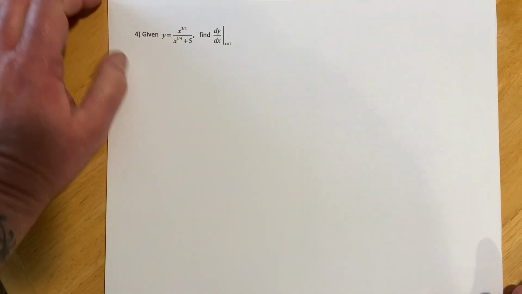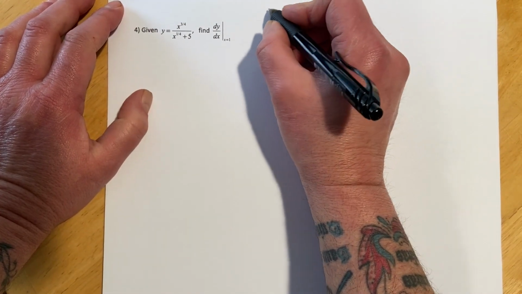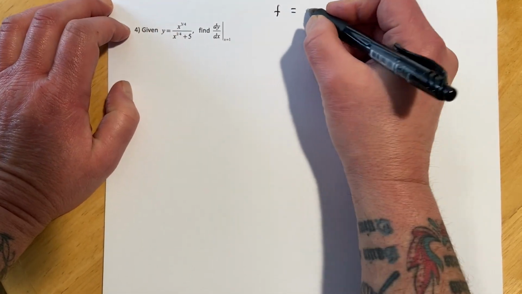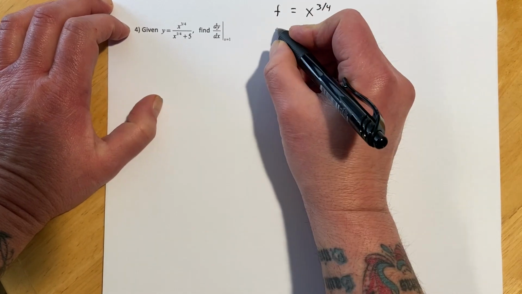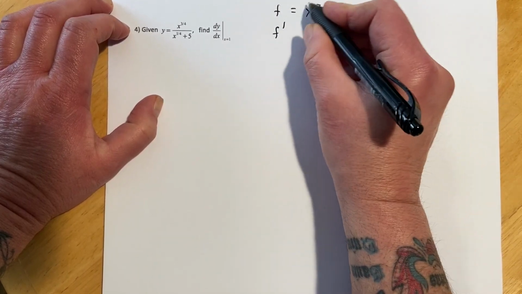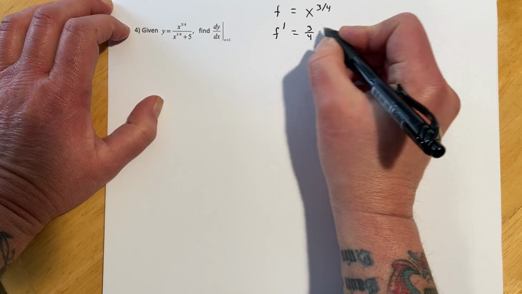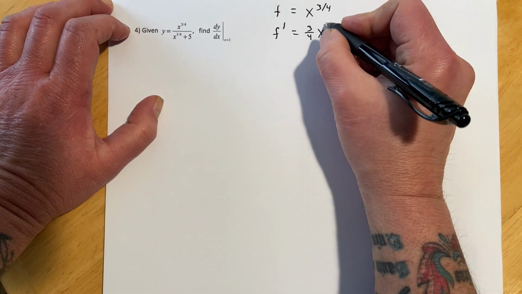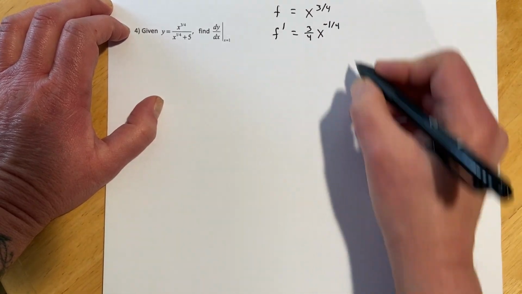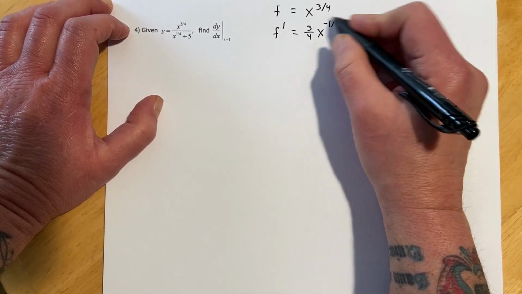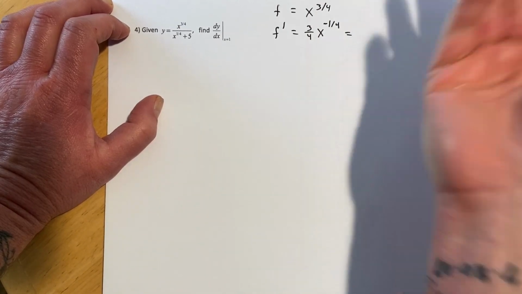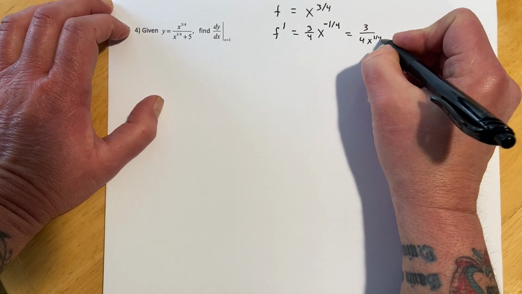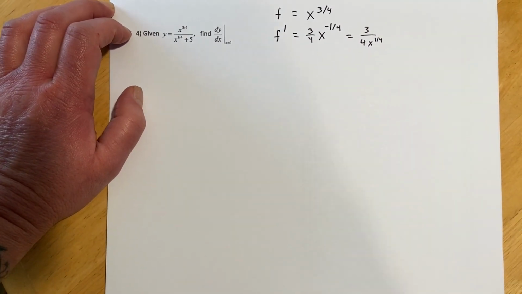Okay, so another quotient rule. In this case, f is going to be x to the 3/4. And then f prime is going to be 3/4 times x, and then 3/4 minus 1 would be minus 1/4, right? And that's going to be the same thing as, so this is a negative exponent. Because I know where I'm going to go on this problem, I'm going to rewrite this that way, because that will help me in a second.